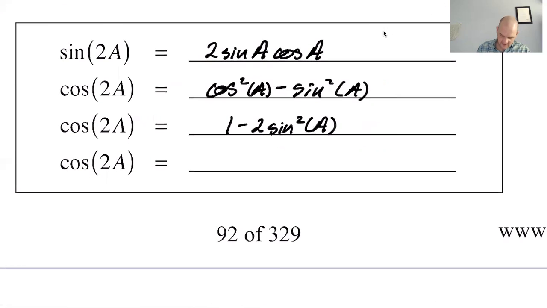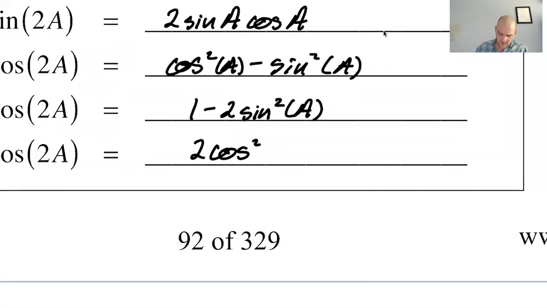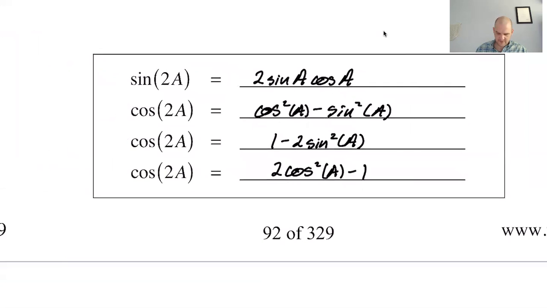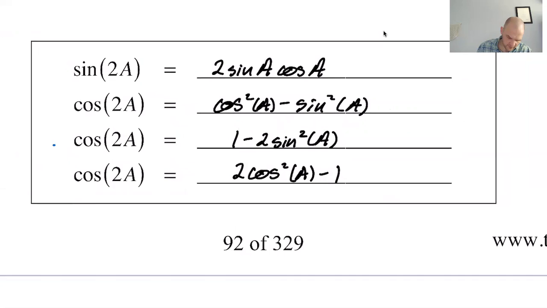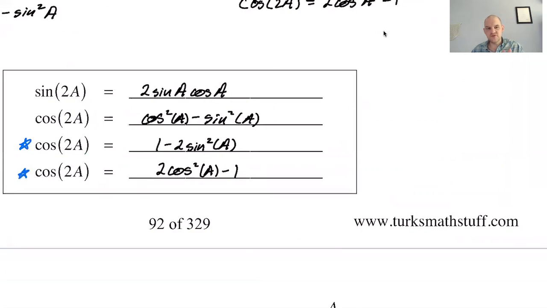Cosine of 2a has 3 different forms. I would say the ones that have the 2 in them, 1 minus 2 sine squared and 2 cosine squared minus 1, are the ones that come up. The cosine squared minus sine squared, yeah, it's a thing, but in my experience, you use these a lot. The way you actually end up using them, which isn't super important right now, is in what's called a power reducing way.